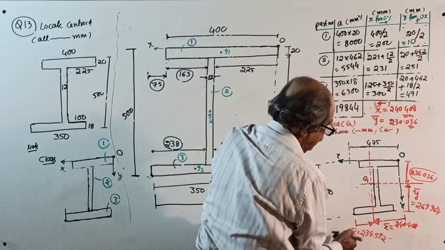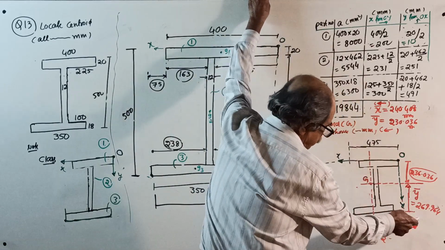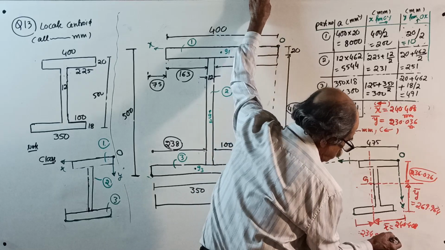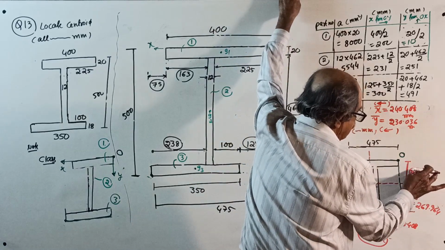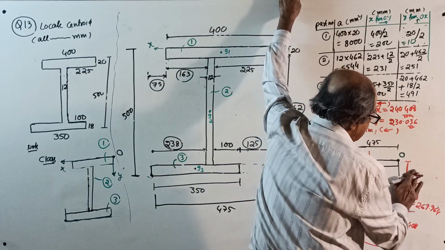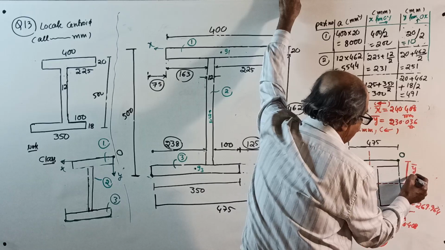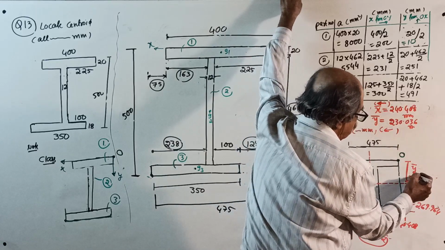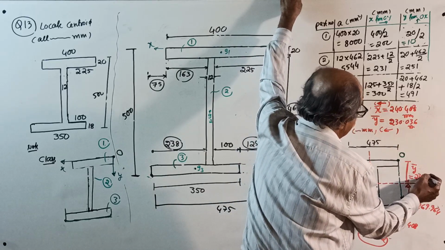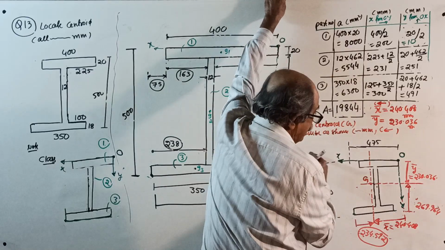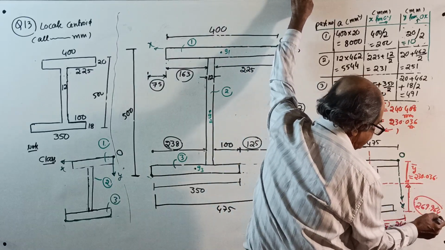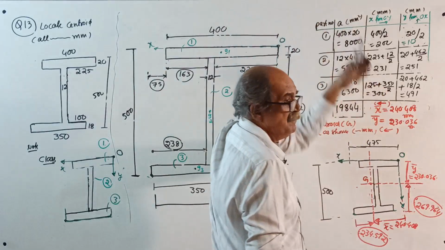408 millimeter. Then from 475, subtract it, you will get 234.592 from this side. And now this is your y bar. Y bar from top is 230.036, calculated. Then from 500, subtract it, you get the other distance. So the centroid will remain the same.